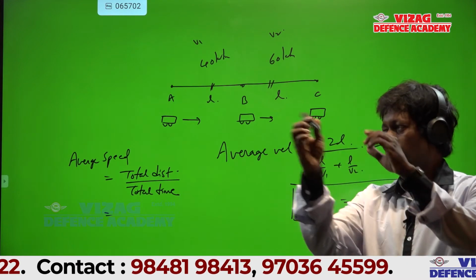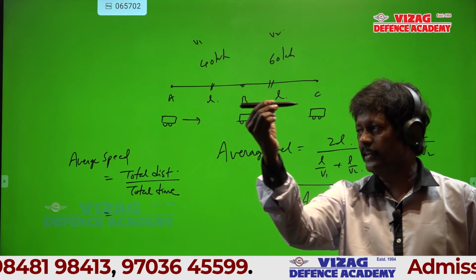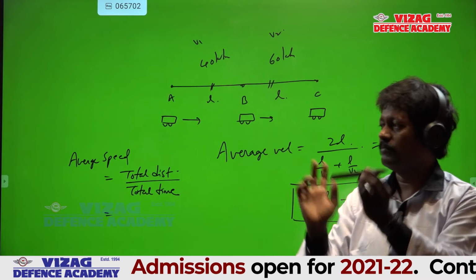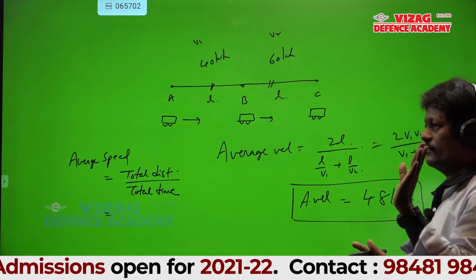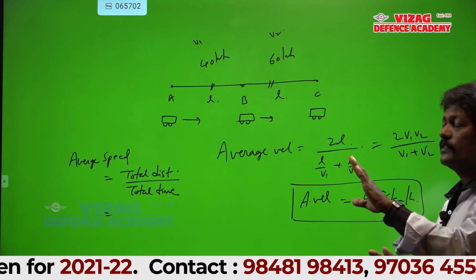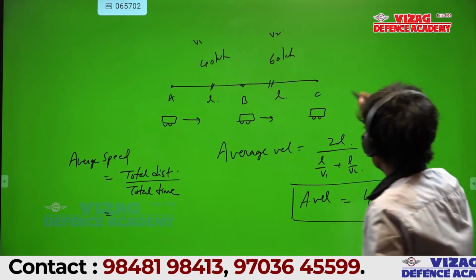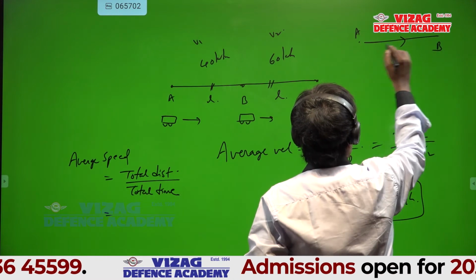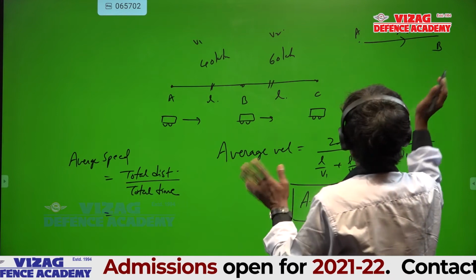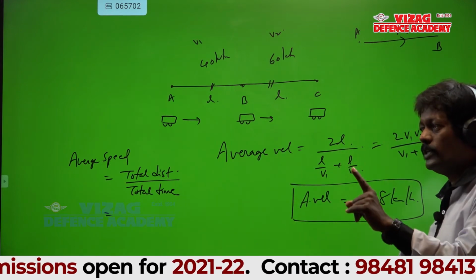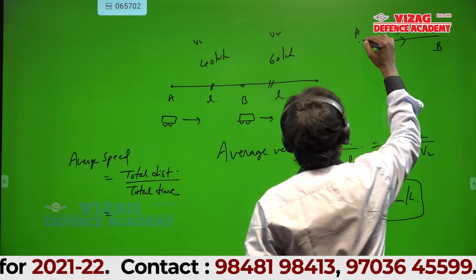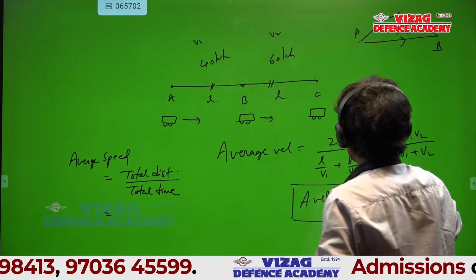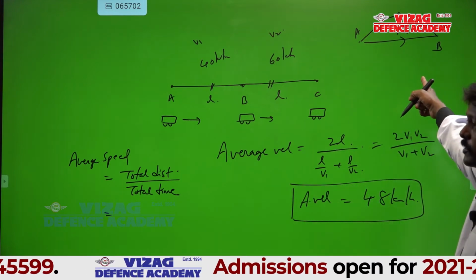Listen here. When the body is going along a straight line, displacement and distance are same. Only in that case. Otherwise, from A to B I will take. Distance is L, displacement also L only. Only when it goes along a straight line. Suppose the person went like this. Distance is more or displacement is more in that diagram?